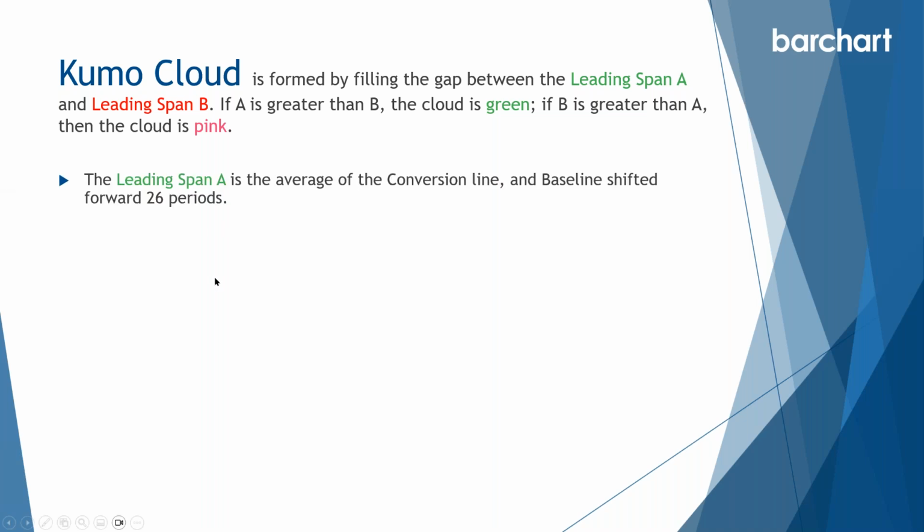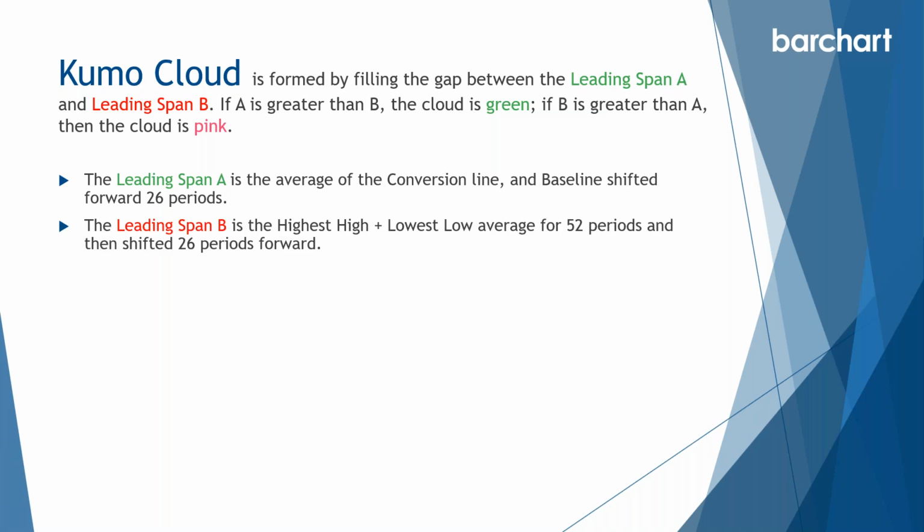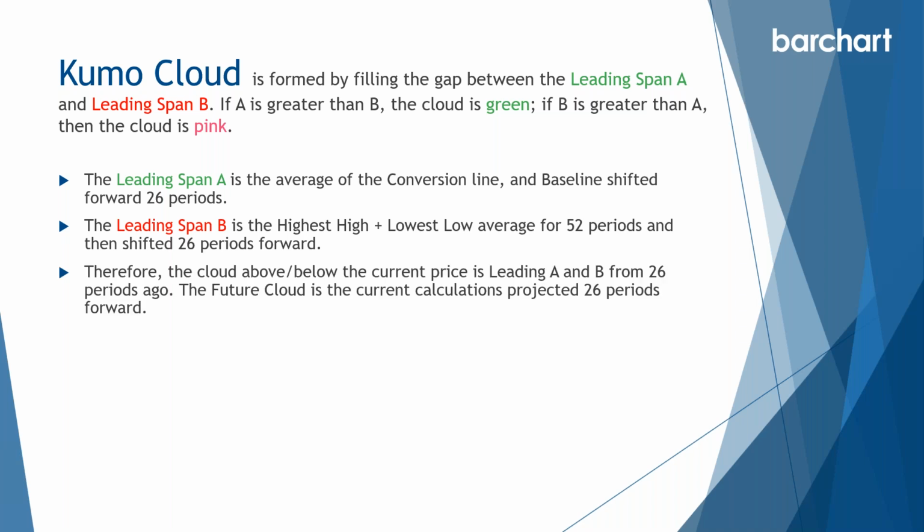So the leading span A is the average of the conversion line and the baseline shifted forward 26 periods. And the leading span B is that highest-high, lowest-low average for 52 periods. And again, that is shifted forward 26 periods. So therefore, the cloud above or below current price is the leading A and B from 26 periods ago. And the future cloud is the current calculations projected 26 periods into the future.